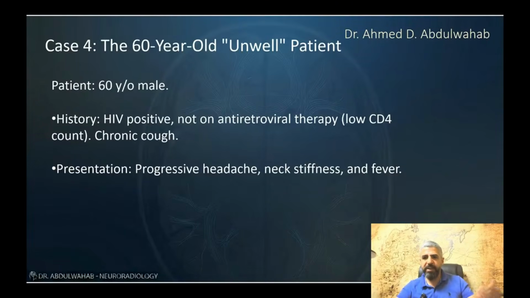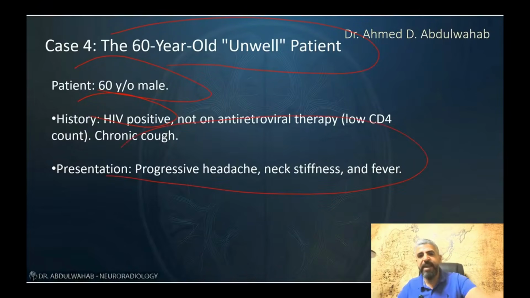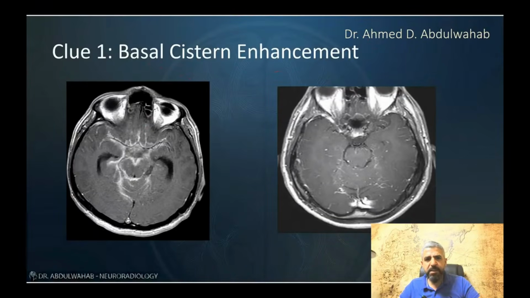ER says meningitis. Let's look, before we look at the imaging clues, the history is a 6-year-old, unwell male. He has HIV, not on antiretroviral therapy, with low CD4 count and chronic cough, presented with a progressive headache, neck stiffness, and fever. Clue number 1. Basal cistern enhancement. Look at the base of the brain, the cisterns, which should be dark and empty. They are full of thick, bright enhancement.